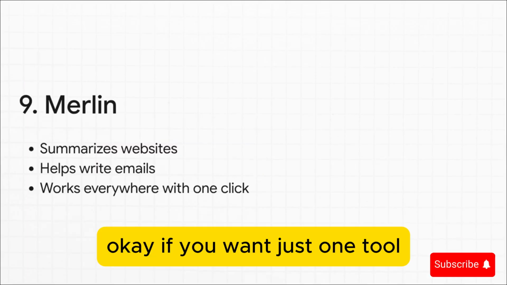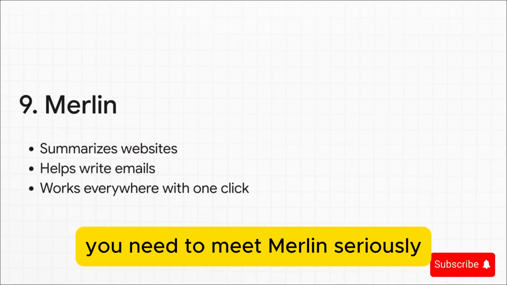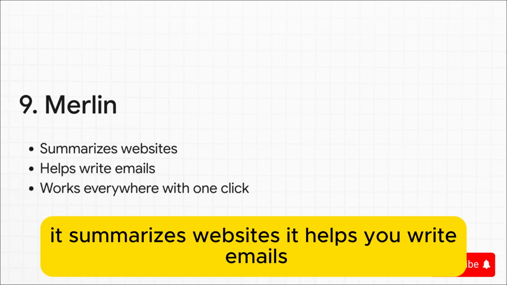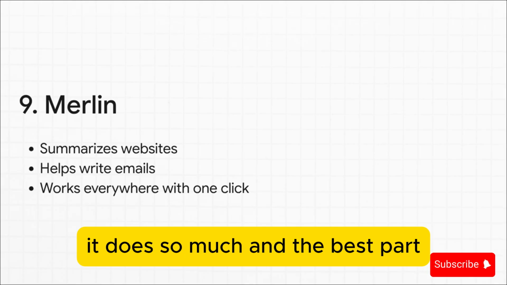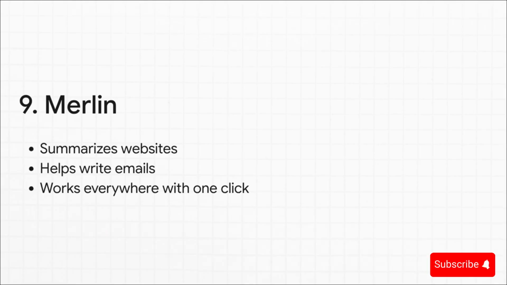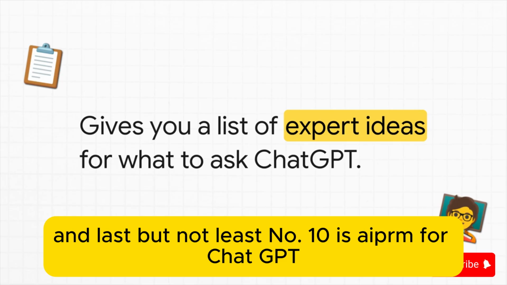Okay, if you want just one tool that does a little bit of everything, you need to meet Merlin. Seriously, it's like the Swiss Army knife of AI. It summarizes websites, it helps you write emails, it does so much. And the best part? It's always just a click away. A fantastic all-around helper. And last but not least, number 10 is AIPRM for ChatGPT.